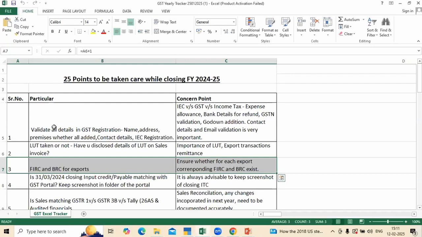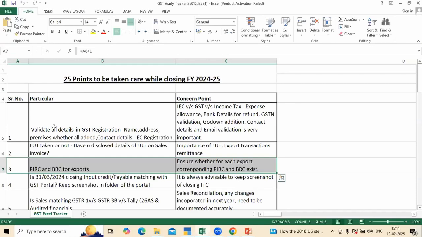So friends, in case you are doing exports, to enjoy the benefit of zero rated supply, like to enjoy the benefit of exporting without tax, it is mandatory that you should have two supporting documents for your export, that is FIRC as well as BRC.